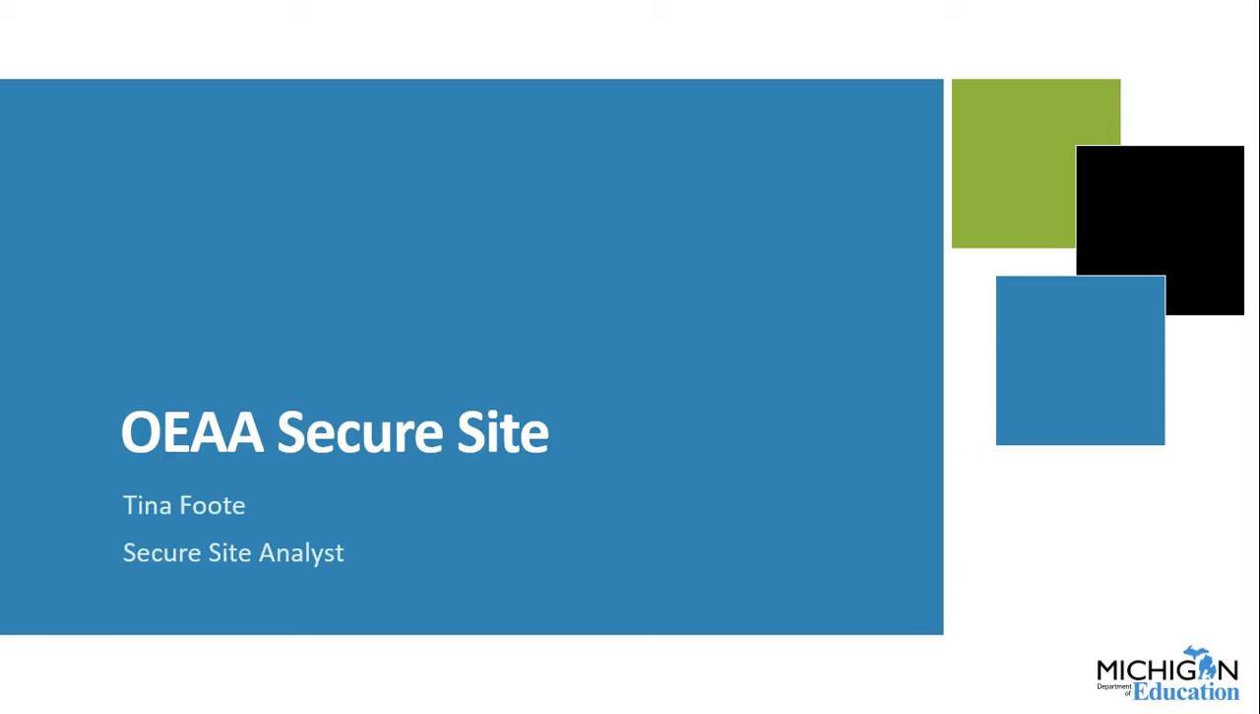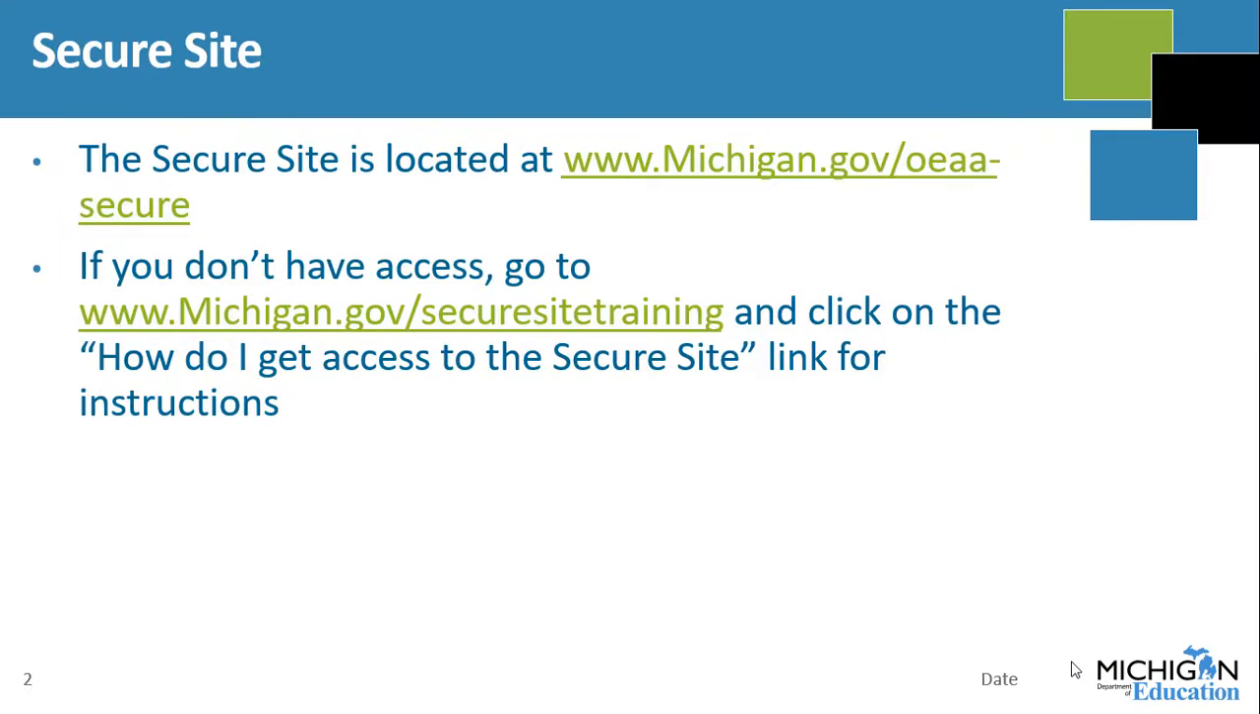I will be going over some of the functions that you will be expected to do in the OEAA Secure Site for the Spring 2020 MME. The Secure Site is located at www.michigan.gov/OEAA-secure. The site can be accessed with your MES login and password.